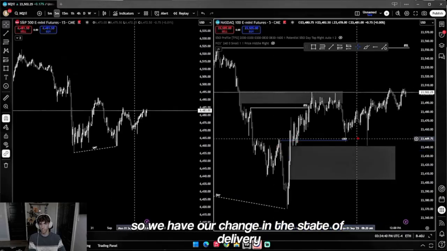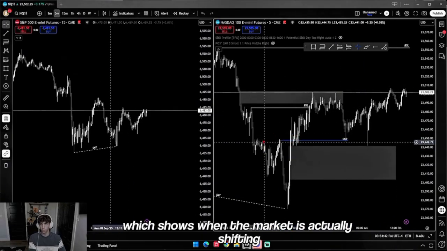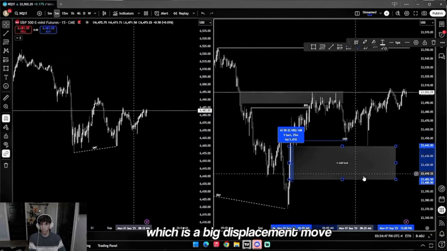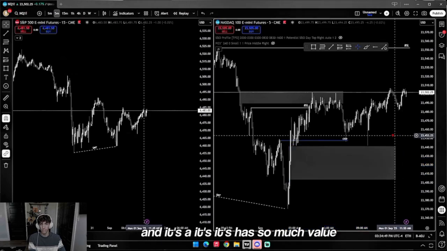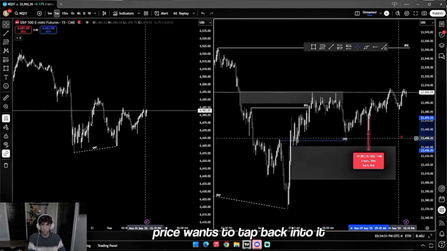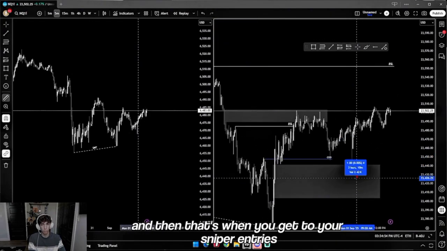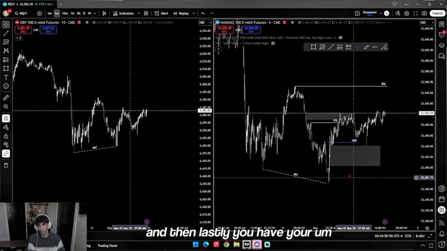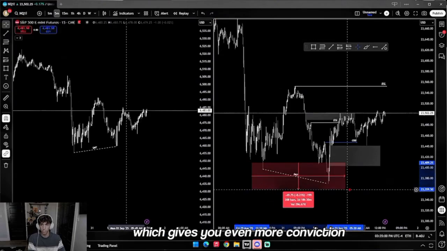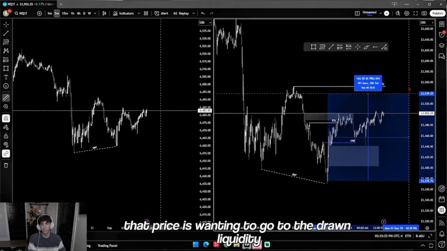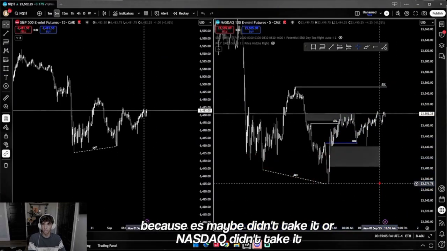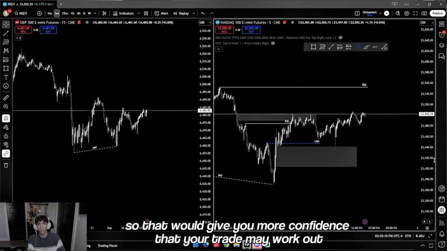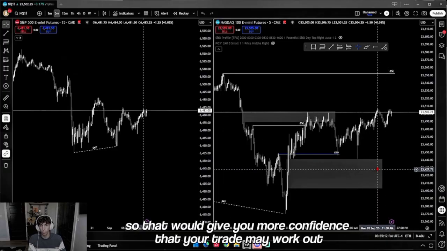So we have our change in the state of delivery, which shows when the market is actually shifting, and then we have a fair value gap, which is a big displacement move, and it has so much value, price wants to tap back into it, and that's when you get your sniper entries. And then lastly, you have your confluence, which is your SMT, which gives you even more conviction that price is wanting to go to the drawn liquidity, because ES maybe didn't take it, or NASDAQ didn't take it. So that would give you more confidence that your trade may work out.